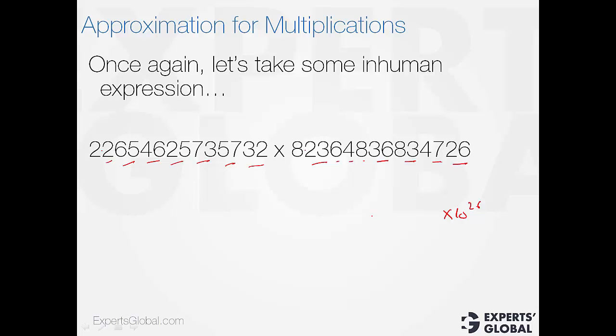I rounded off one on the higher side. I will round off the other on the lower side to just have some sort of a balancing thing. 2.3 into 8.2 into 10 raised to power 26. I can actually solve it, or I can go for approximation again. Now see, this is something very interesting here.